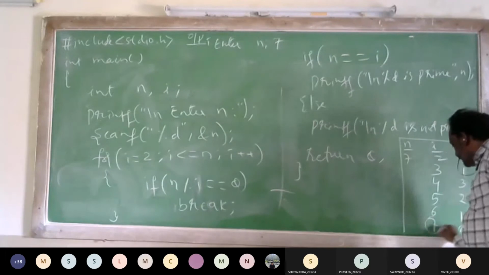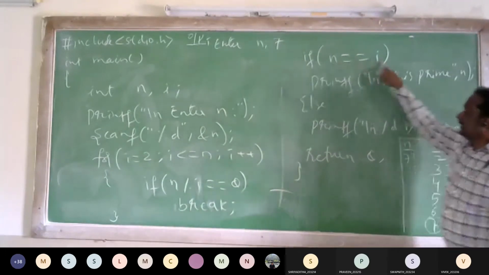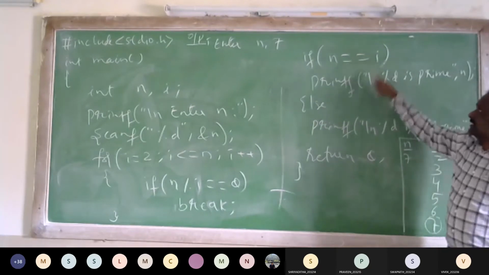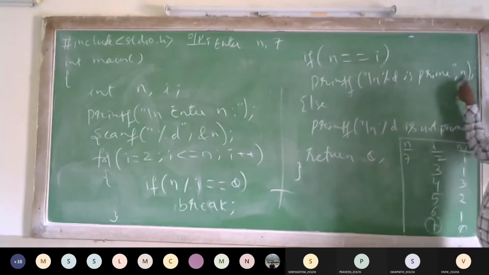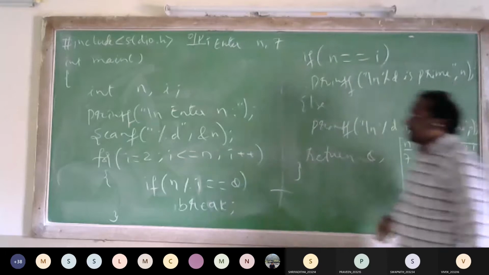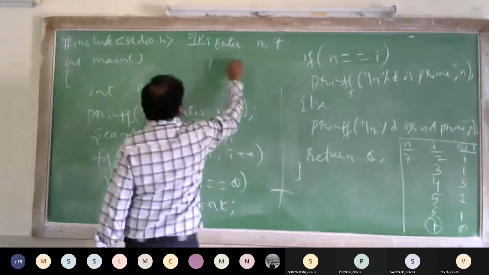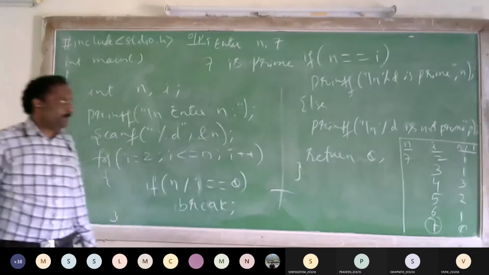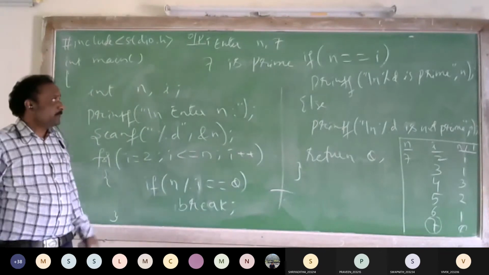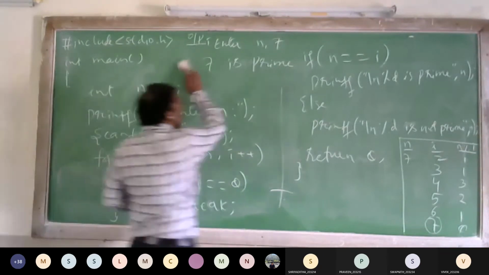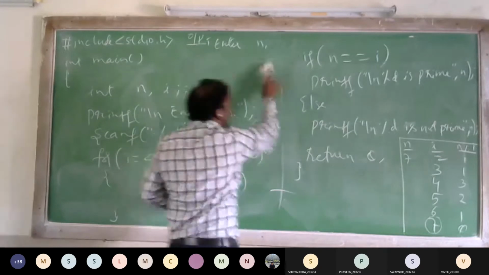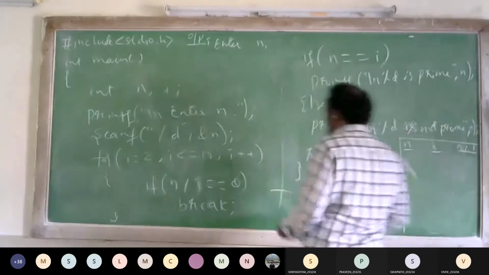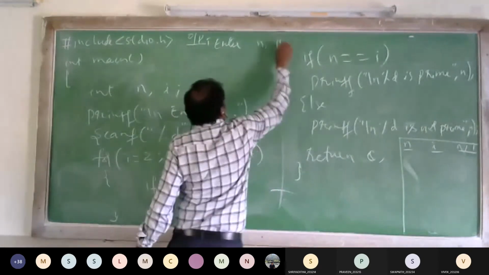Now you are checking whether the given number n is equal to the divisor. Here 7 is equal to 7. That's why we print that the given number n is a prime number. So what will be the output? 7 is prime number. Now we will run for another example. Enter n value. Now I am taking the n value as 15.